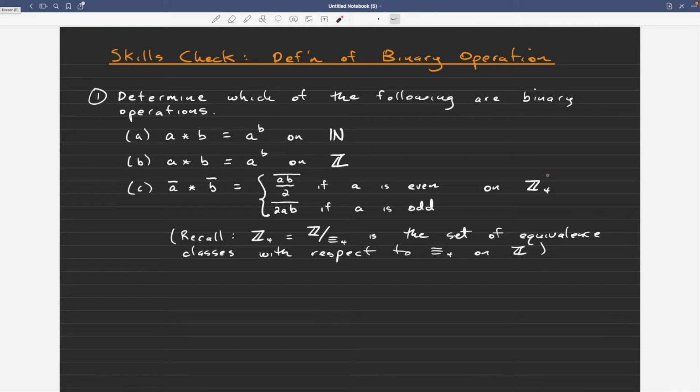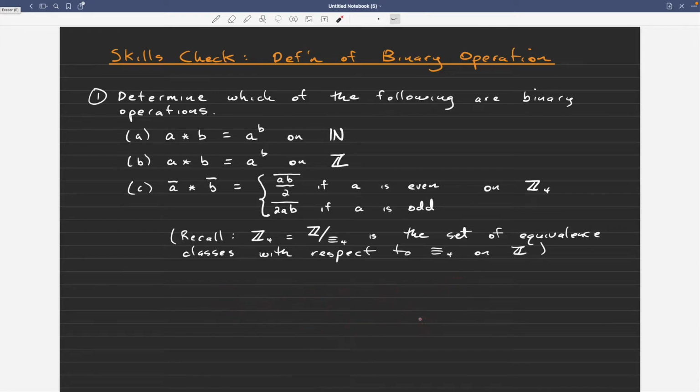The set on which we're defining this operation is Z4. And remember, Z4 is a quotient space, so it's a set of equivalence classes with respect to congruence modulo 4 on the integers. So Z4, you can kind of think of it as 0 bar, 1 bar, 2 bar, and 3 bar. The 0 bar there are all of the integers that have a remainder of 0 when you divide by 4. So in other words, 0 bar is the set containing all the multiples of 4. And then 1 bar is the set containing all of the integers whose remainder is 1 when you divide by 4. And then you get the remainder 2 things and the remainder 3 things.